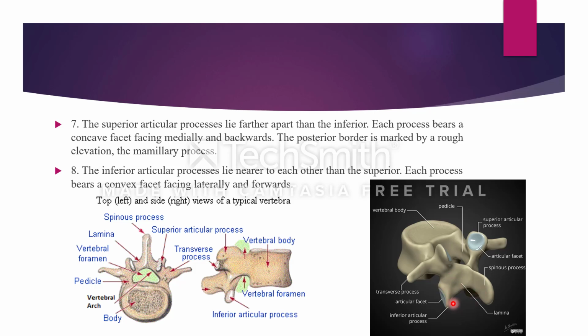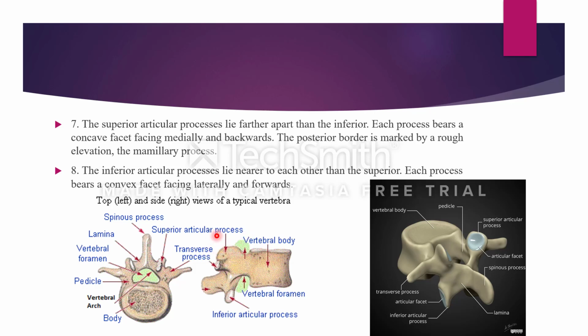The inferior articular process bears a convex facet. See here, there was a concave facet on the superior articular process which was facing medially, but the inferior articular process will have a convex facet, and this facet will be facing laterally and forward. This is the medial face and this one is the lateral face. Here also you can see, because this is the lateral view, you can see the facet on the inferior articular process only, but you cannot see the facet on the superior articular process because the facet on the superior articular process is facing medially.